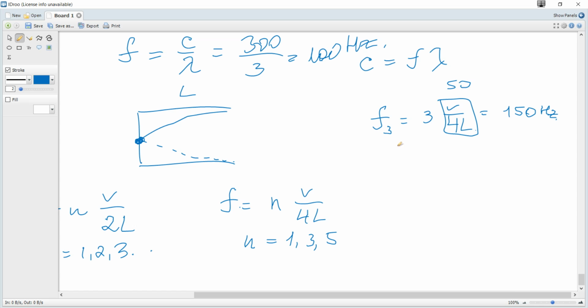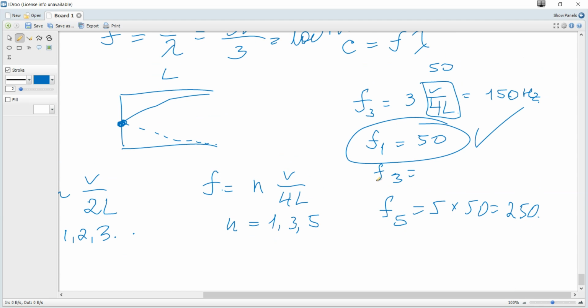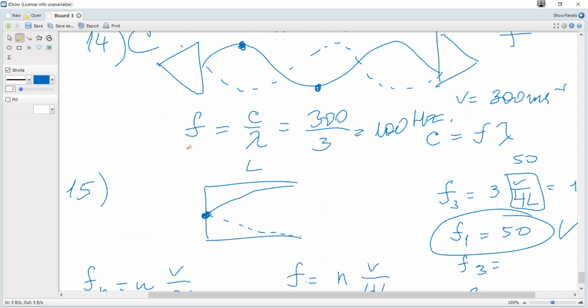And you can see that we can calculate this. It's 50. So the possible harmonics are just multiples of 50. f3 is 150. Then f5 is 5 times 50, 250. Yes, and we can see the next options: 25, 50, 75 and 300. And you can see that 50 is possible, so the answer is 50, it's B.